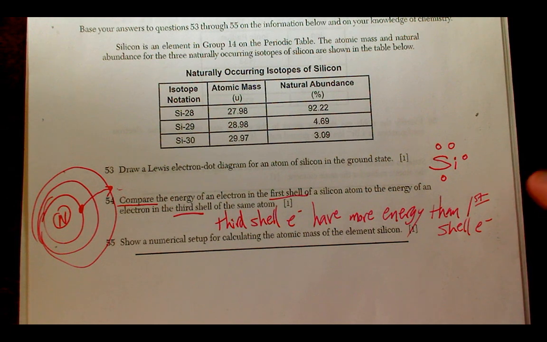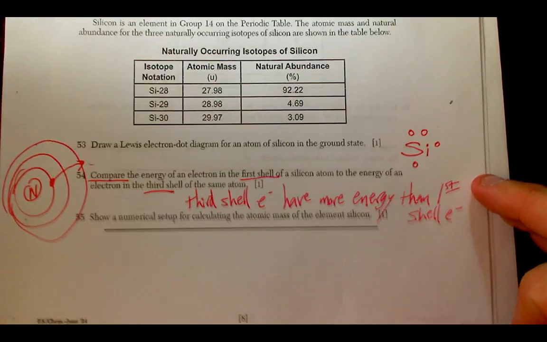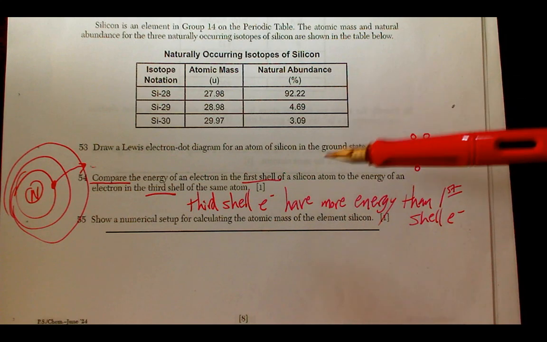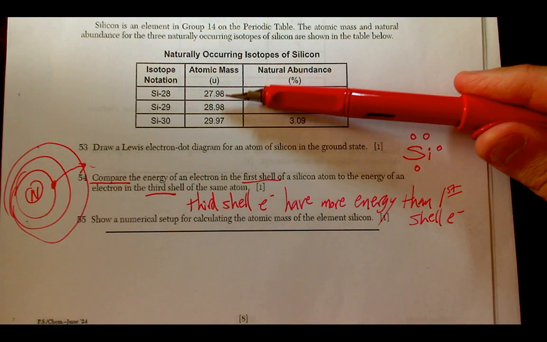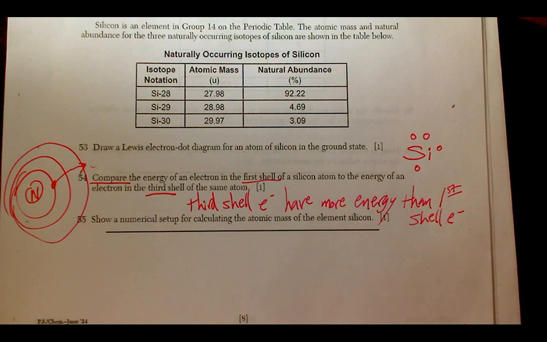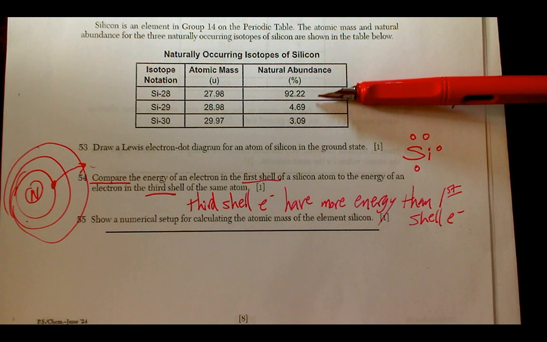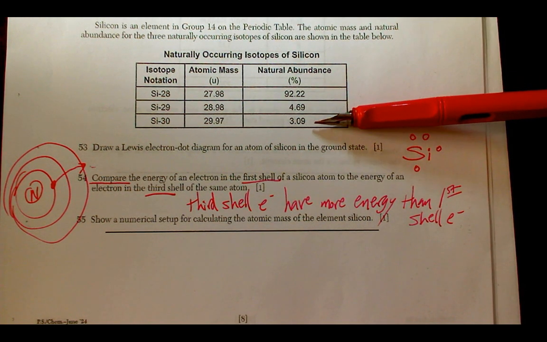Showing numerical setup for calculating the atomic mass of the element silicon. So calculating the atomic mass. Masses are averages. We have 3 versions of silicon here. One that weighs 27.98, one whose mass is 28.98, one whose mass is 29.97. And they have different abundances. One is 92.22% of all the silicon, one is only 4.69, one is only 3.09.